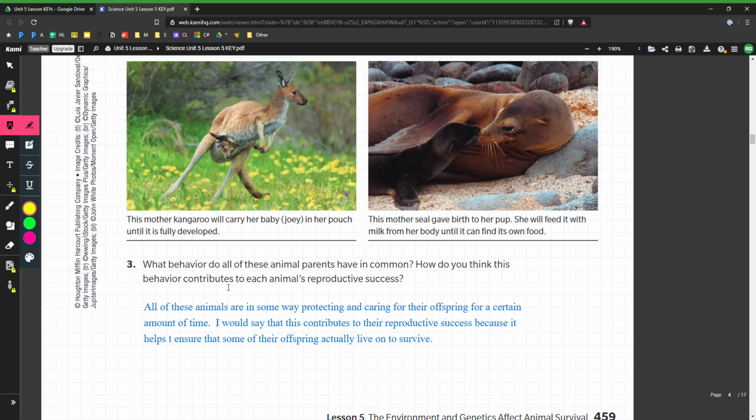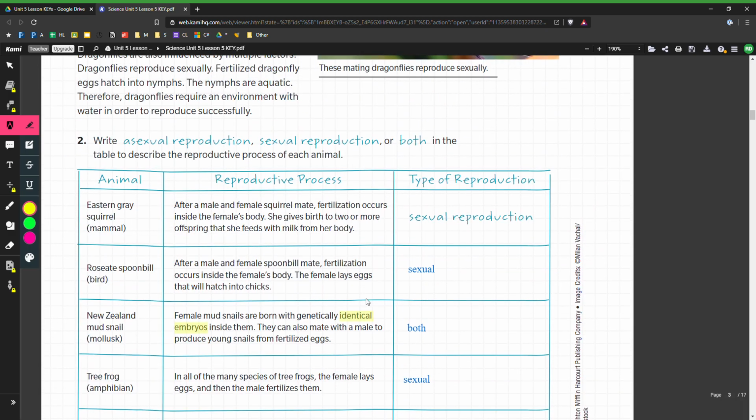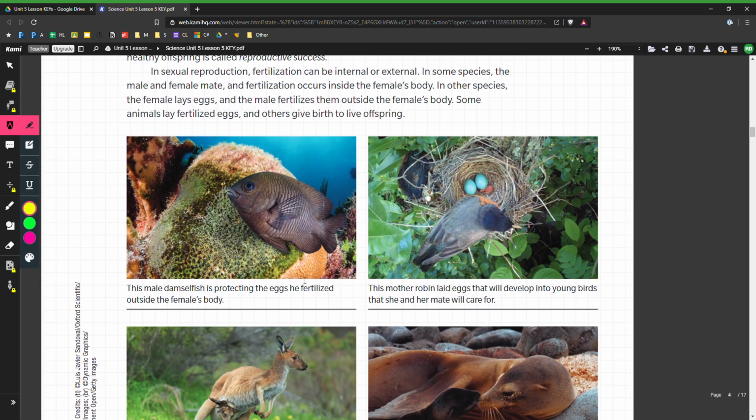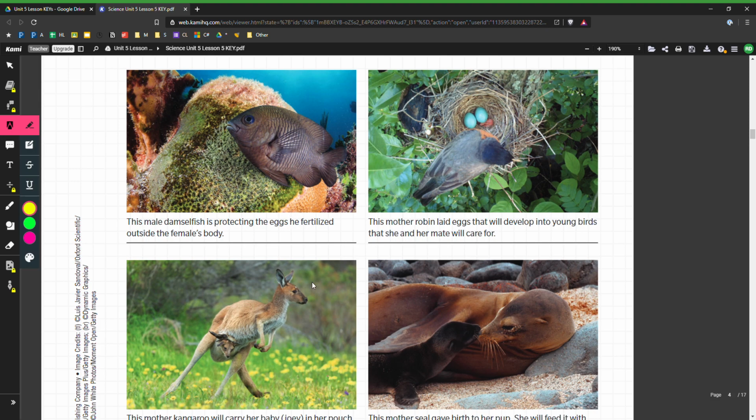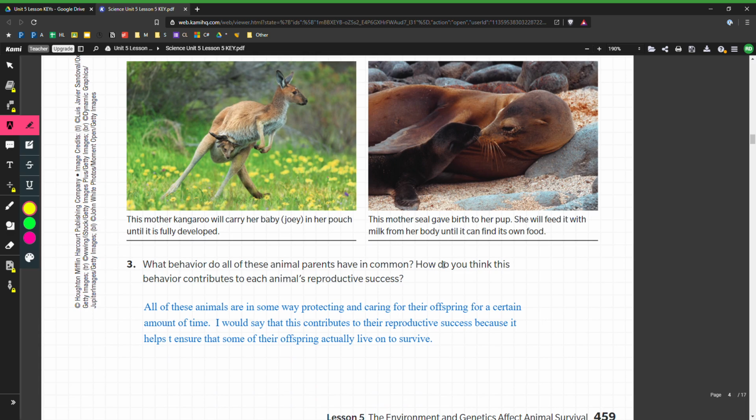And then, how do you think this behavior contributes to the animal's reproductive success? So, regardless of how they end up reproducing in the first place, taking care of your offspring after would obviously help boost their reproductive success. If the fish were just to leave the eggs, then anything that would come along and find the eggs could just eat them. But if the fish sticks around, it can scare away other things that might eat it. Similarly, the other animals are doing similar things. They're somehow helping to care for their young, so their young can grow to get older, stronger, whatever.